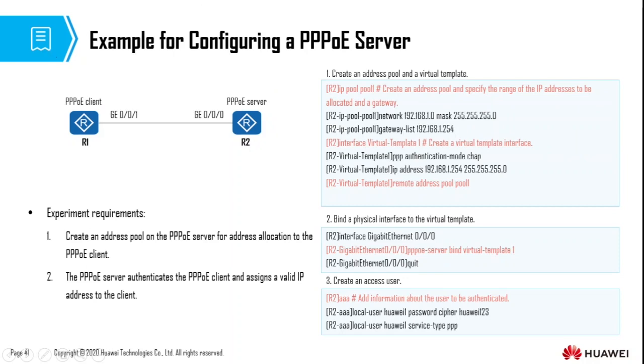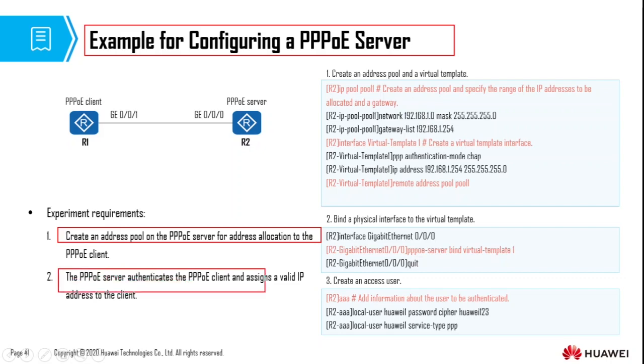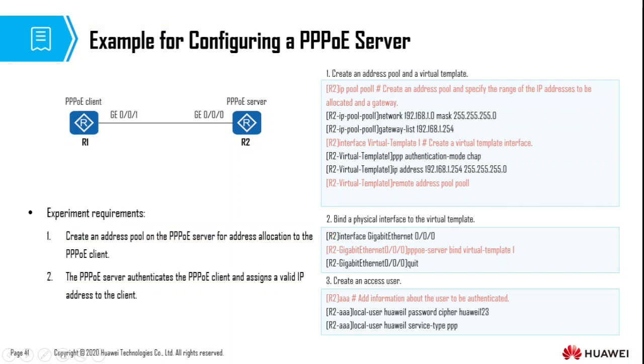Now, the second example here is how to configure the server. So we want to create an address pool on the PPPoE server for address allocation to the client. Then after that, the PPPoE server should be able to authenticate the PPPoE client and assign a valid IP address to the client. So let's see how we configure the PPPoE server R2 here.